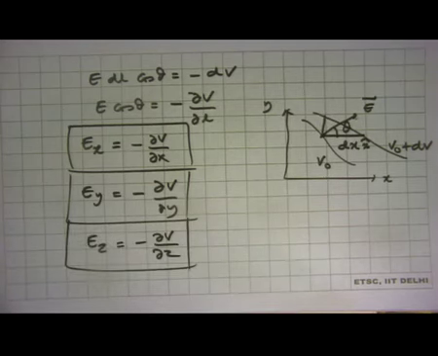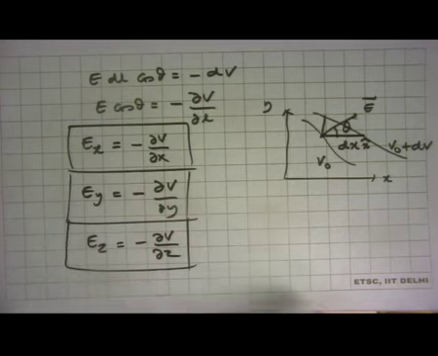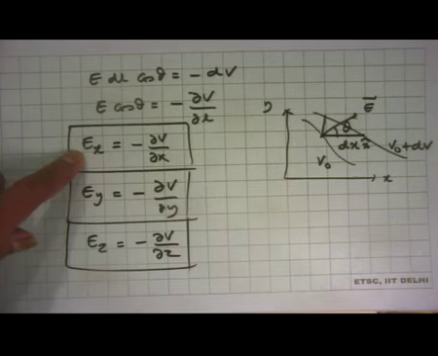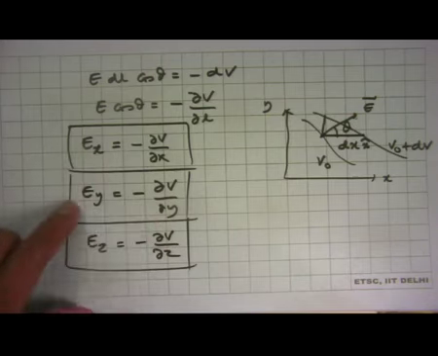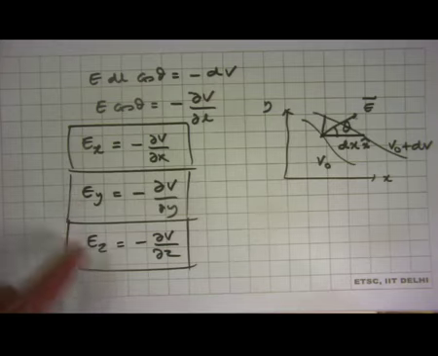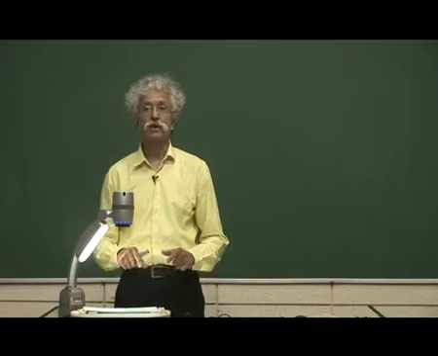These are three useful relationships which relate the potential to the electric field. You can see here the rate of change of potential with respect to x is the negative of the electric field component along the x axis. The rate of change of V with respect to y, with the negative of that, is the electric field along the y axis, and del V by del z is minus E z. So the three electric field components are related to the potential variation as a function of x, y, z.